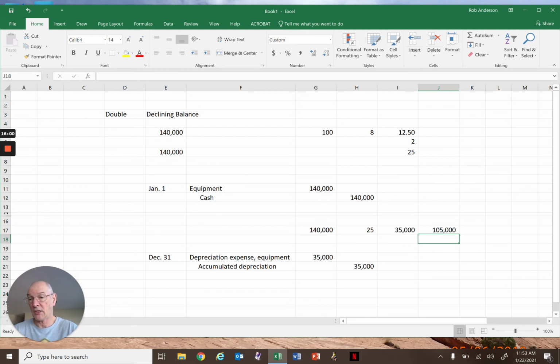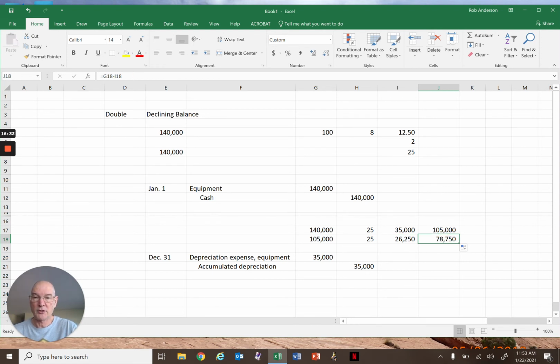The next year, we simply take the 105 and we do the same thing. We're going to multiply that by 25% and get our new balance. So depreciation in year 2 is 26,250, and you can see, of course, it is declining, isn't it? Your balance or your carrying value is going down.